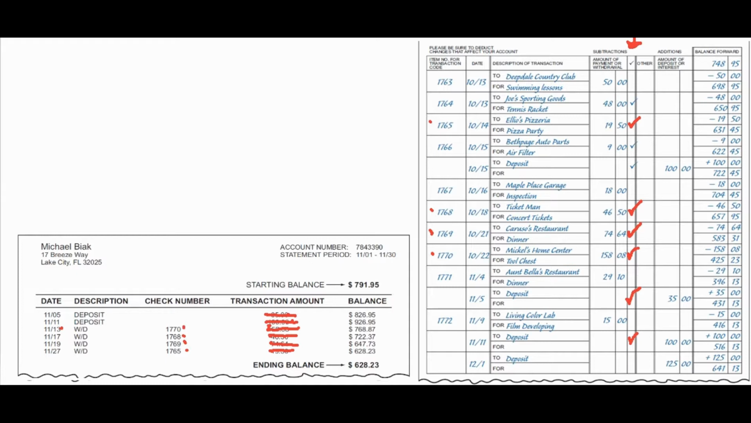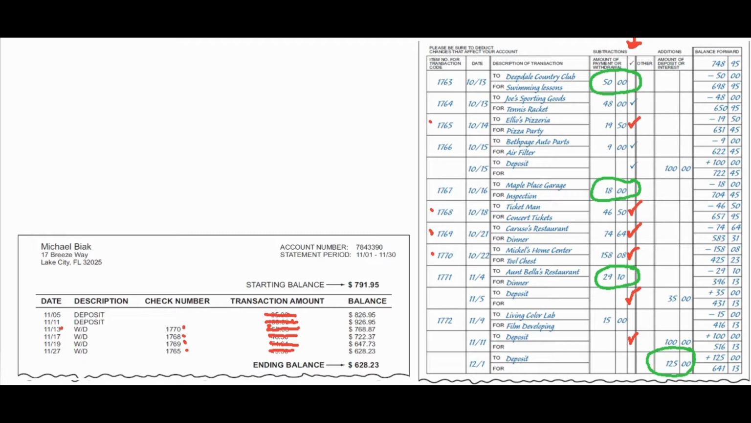Now, notice that you still have some that are unchecked. These are either outstanding deposits or outstanding withdrawals, or in other words, these are transactions that you made. They just haven't cleared your account yet. So you know you've made these payments, so we need to account for them.